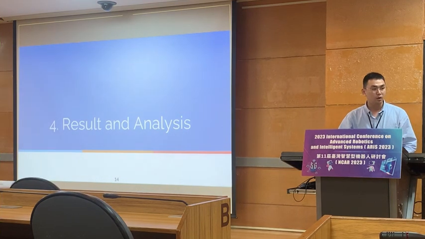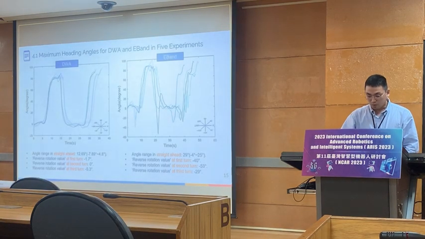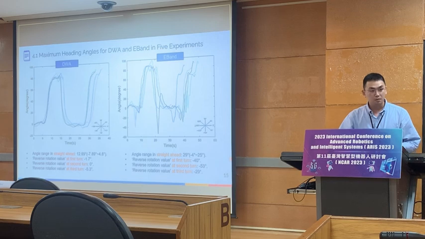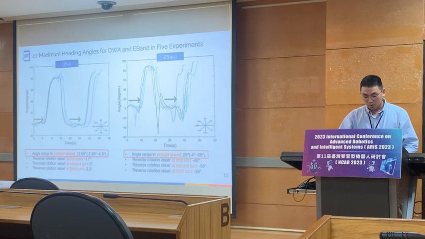The fourth part is the results and the analysis. 4.1 Maximum heading angle for DWA and TEB in 5 experiments. In this section, we'll analyze 2 key points: the maximum heading angle when going straight ahead and turning. In going straight ahead, the maximum range of heading angle of DWA is smaller than that of TEB, which means DWA controls better going straight ahead.